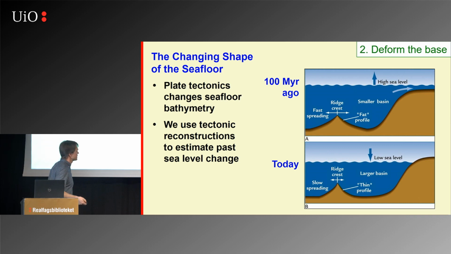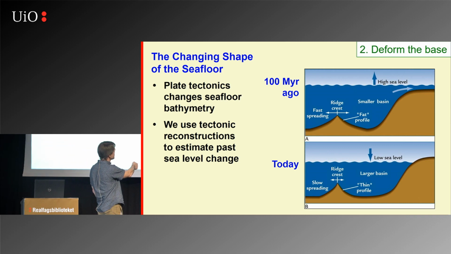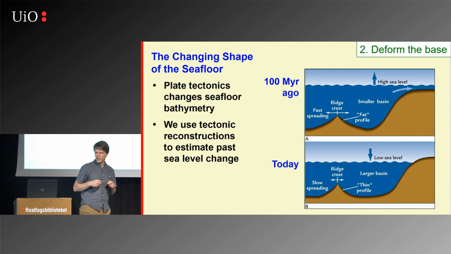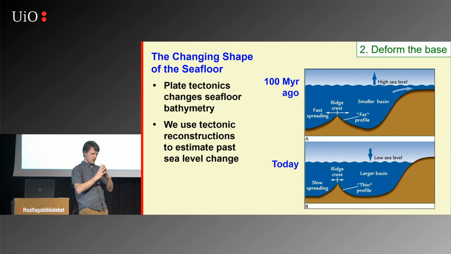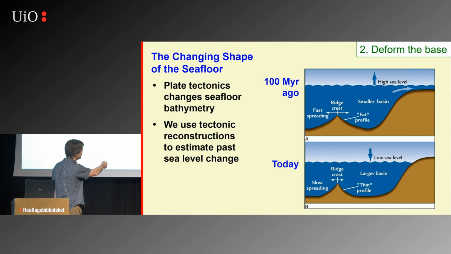In fact, the most prominent things are the ridges. These are ridges that cover, and I'll show you a map of it in a sec, the mid-ocean ridges. If they are spreading fast, if plate tectonics is moving fast, then the ridge is wide. If it's slow, then it's narrow. And so a wide ridge, fast spreading, would take up more space in the bottom of the ocean, and then you'd expect sea level to be higher.